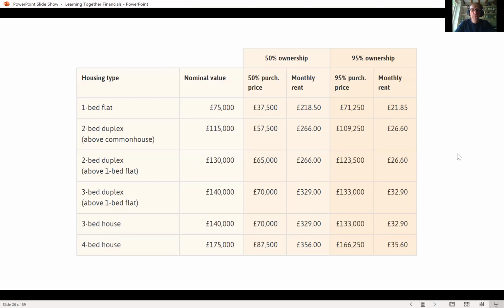And briefly here, you can see the different types of houses that they're making available to people, the nominal value that they've had to give to the bank, and then the different models that they're making available to people. So if you have a 50% ownership, then you can pay 50% purchase price on that for a 1-bed flat, and then the rest in monthly rental.